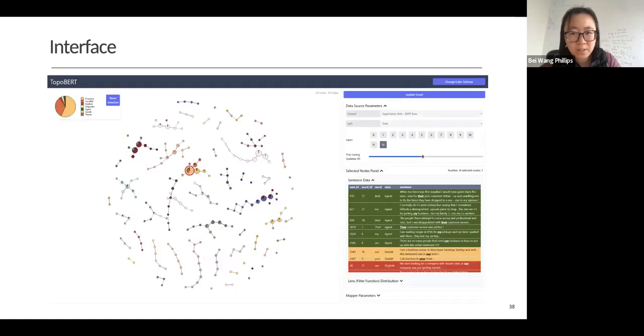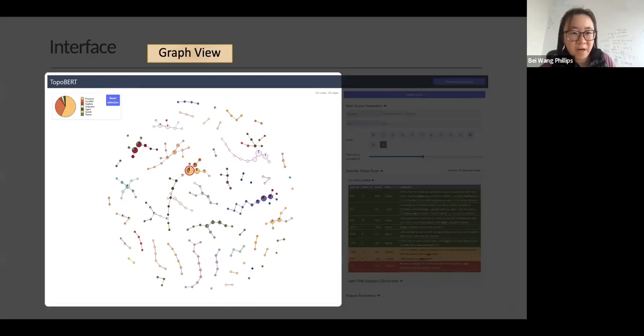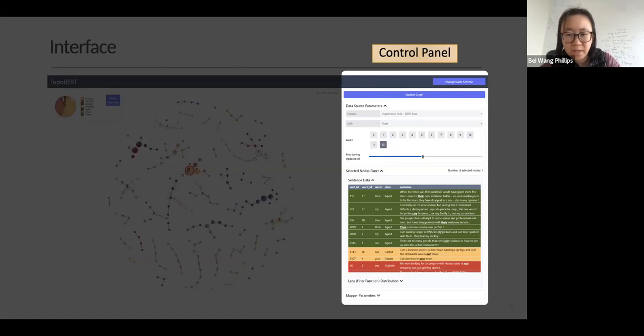So this is the interface for our visualization tool. By the way, all the previous parts also have some code associated with them. But here's a mapper graph of the word embeddings. You can look at a particular node and see the composition of how many labels are in that node. And here is the exploration specific part: the table shows examples of sentences attached to that node, okay?